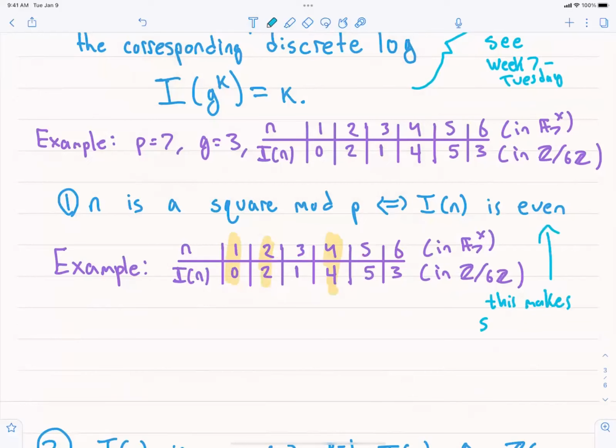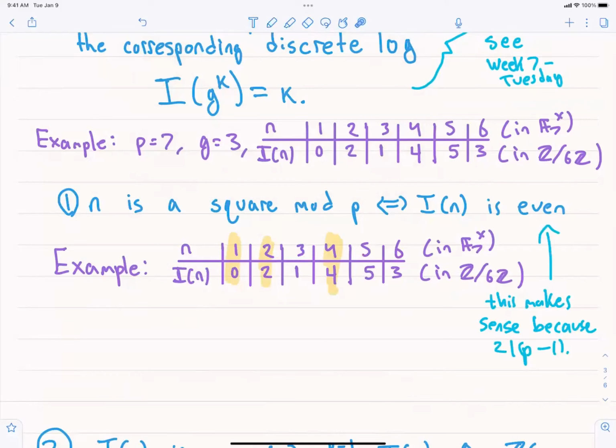Let me just write that, and this makes sense because 2 divides p minus 1. So because of that, two numbers that are congruent mod p minus 1 are also congruent mod 2. So it makes sense still to talk about even or odd modulo p minus 1.